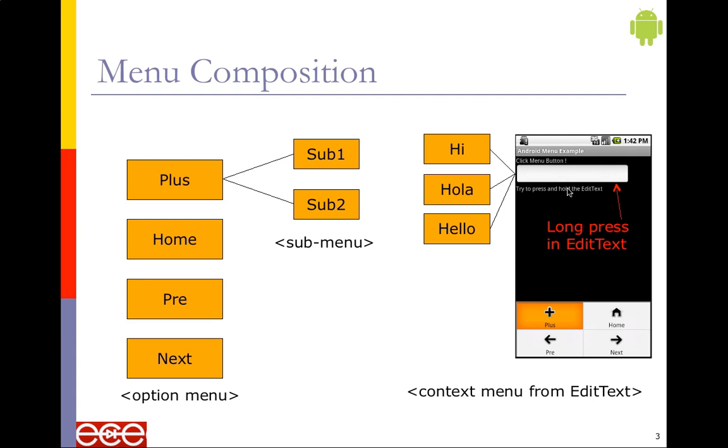So this is the context menu from the edit text. Usually what ends up happening is you'll have a list, and then on the list you can have that populated into a menu as an example, and that menu can be used for, which one of these do you want to delete, or something of that nature.